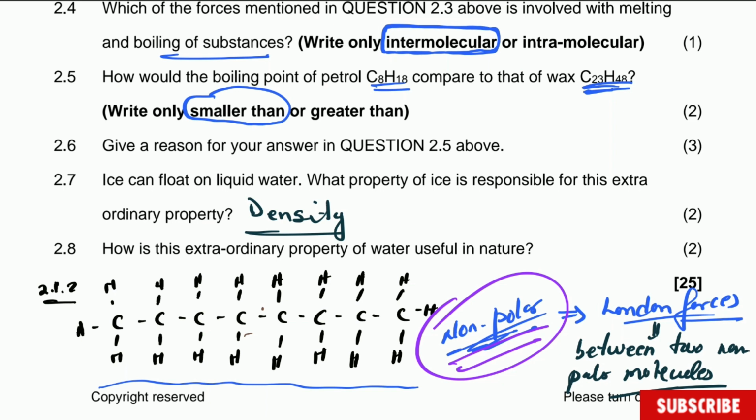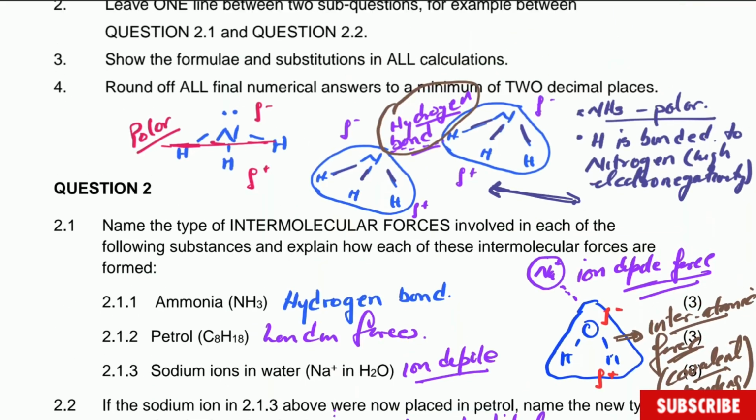And the final question, how is this density, we're talking about this extraordinary property of water, useful in nature? Guys, very simple. I'm not going to write that answer down, but you need to know that because of that property, marine life can exist under the ice at the poles. So it is very important. It is a very important property of water. And then guys, this is the end of this question. This one was for grade 11.